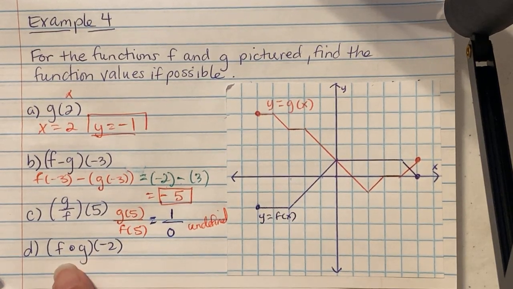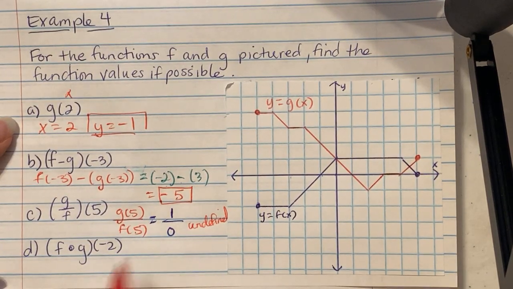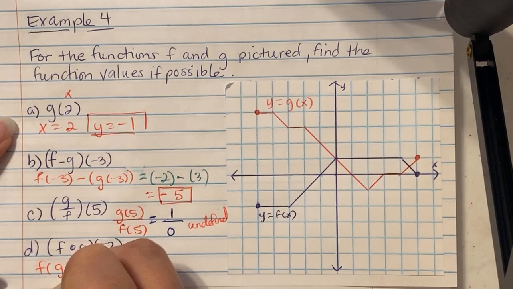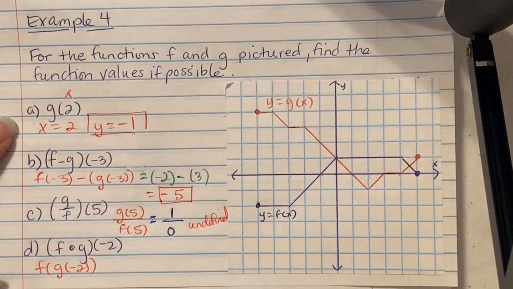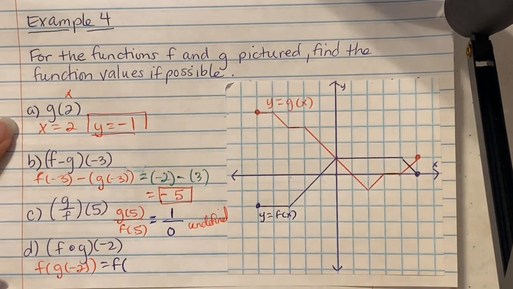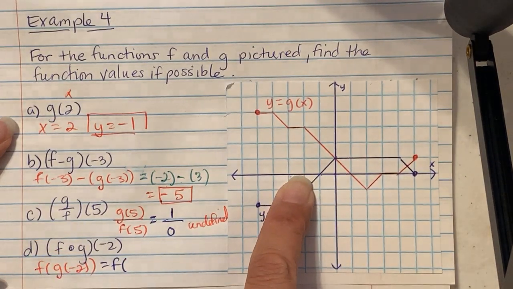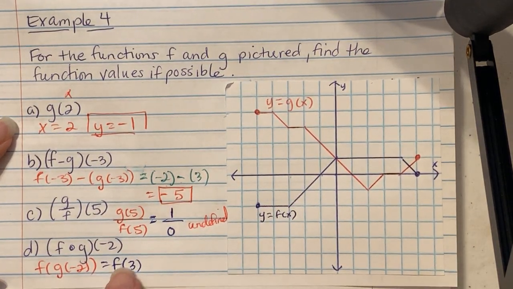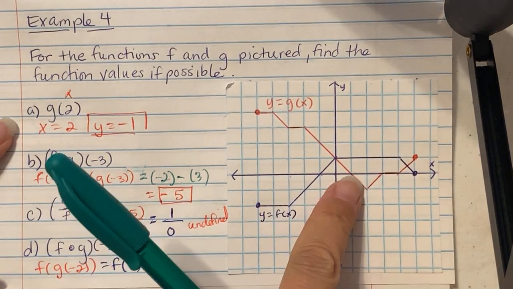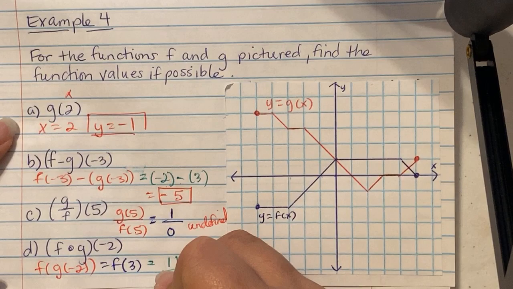And then the last one says f of g. So we're looking at f of g of negative 2. So first thing we got to do is find g of negative 2. We're going to negative 2 on the g line. Negative 1, negative 2, and up 1, 2, 3. So I'm at 3. Now I want f of 3. That's the one we're looking for to finalize. So I go to f, which is the blue line. 1, 2, 3. I'm at 1. So my answer is 1.